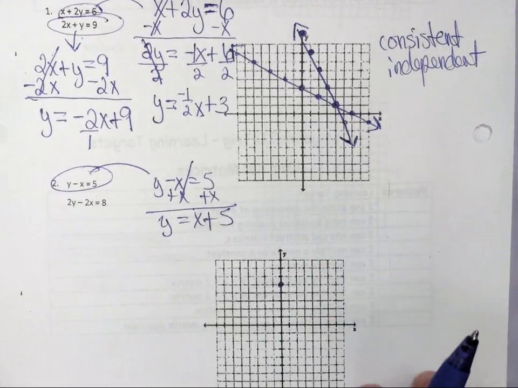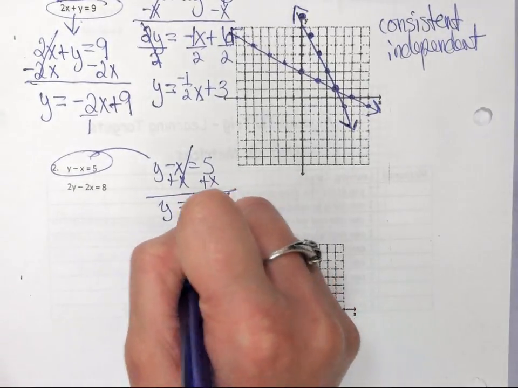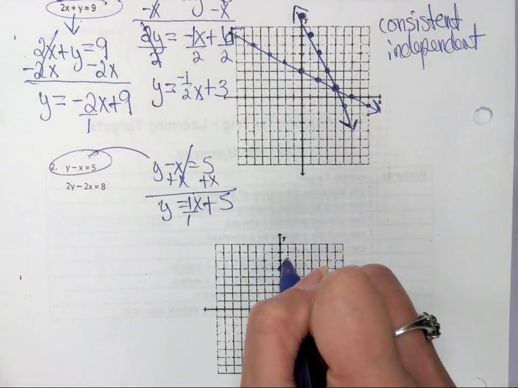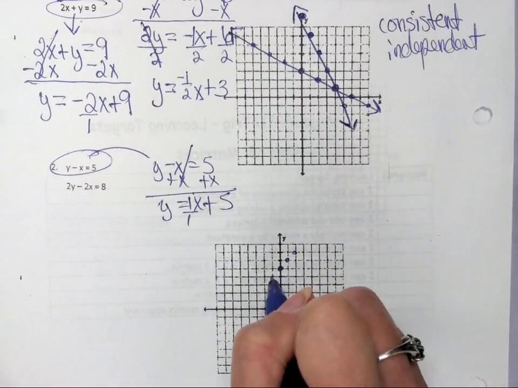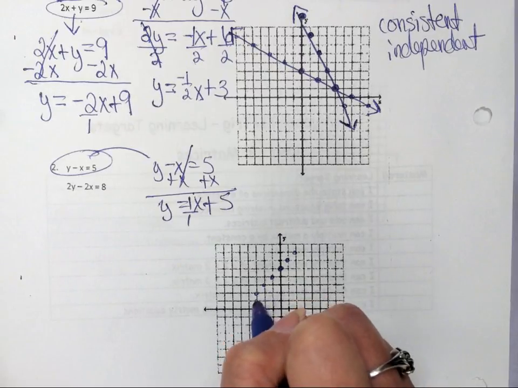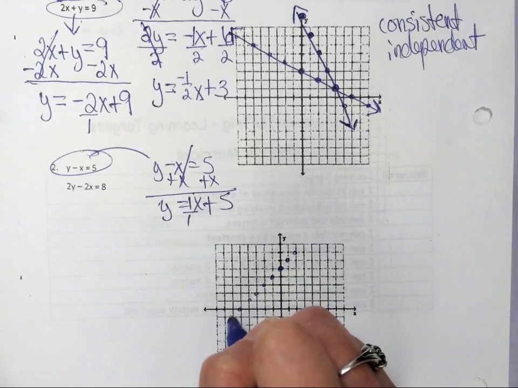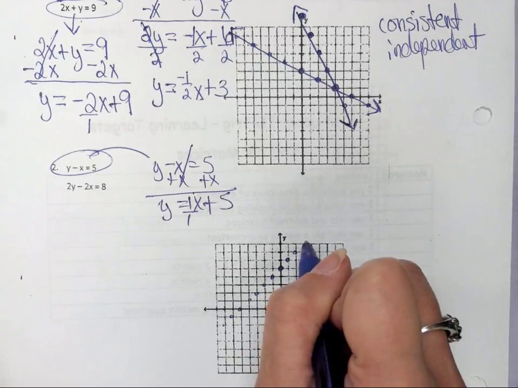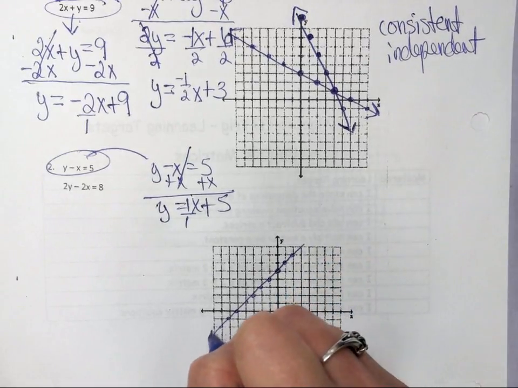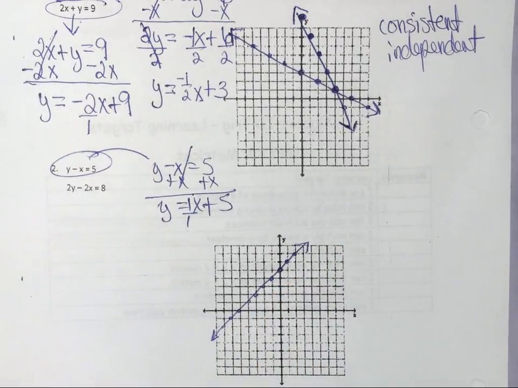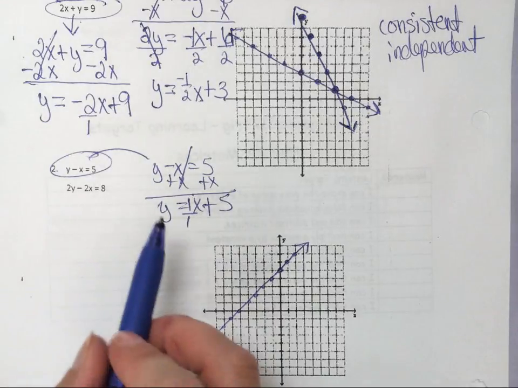Alright, what's my slope? 1 over 1. So I go up 1, right 1. Or down 1 and left 1. Now remember, make it pretty big. Because if not, you might not be able to see where they cross. Tyler, just catch up on number 2, okay. It says graph, so we gotta solve them both for y.